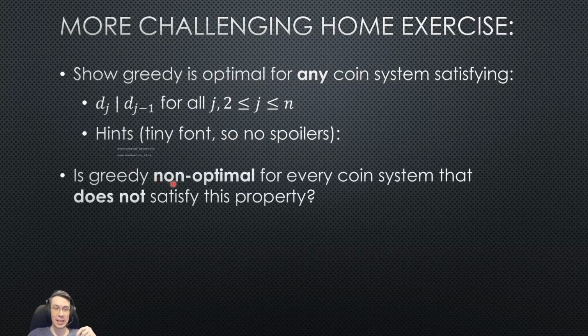Now, this is a property such that if a coin system satisfies it, then greedy is optimal. So in other words, this is sufficient to guarantee that greedy is optimal for a coin system. Is this necessary for greedy to be optimal? In other words, is greedy non-optimal for every coin system that doesn't satisfy this property? I'll give you a second to think about that.